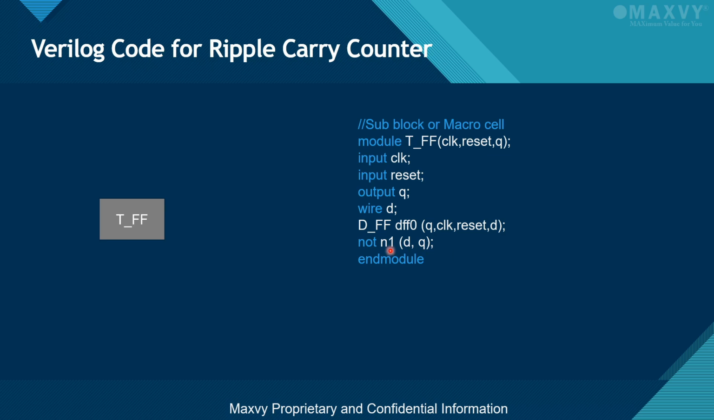The output of the NOT gate, which is D, is then fed back into the data input of the D flip-flop. This feedback loop causes the D flip-flop to toggle its output state on each clock pulse, effectively making the D flip-flop behave as a T flip-flop.